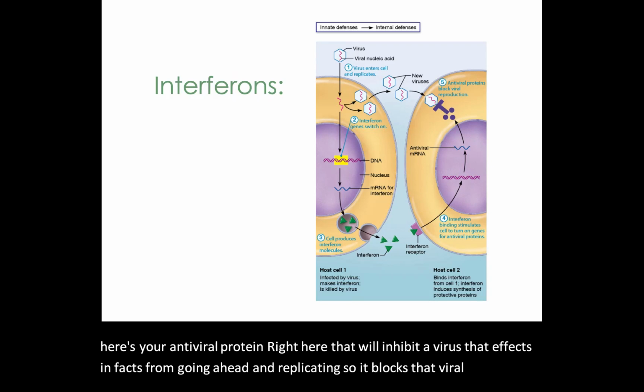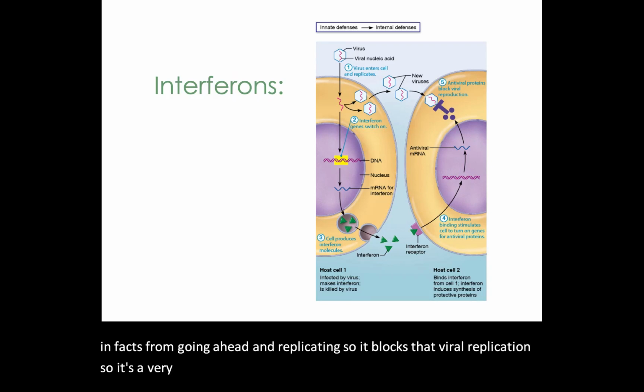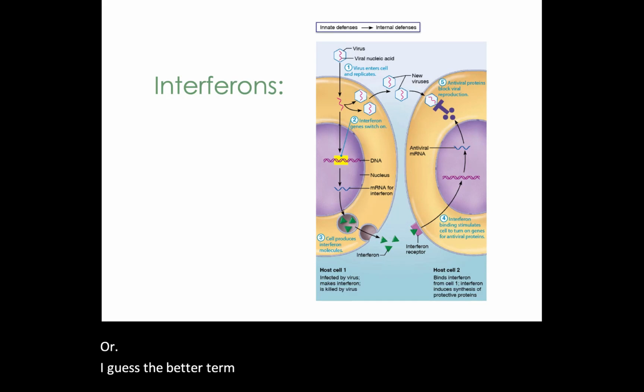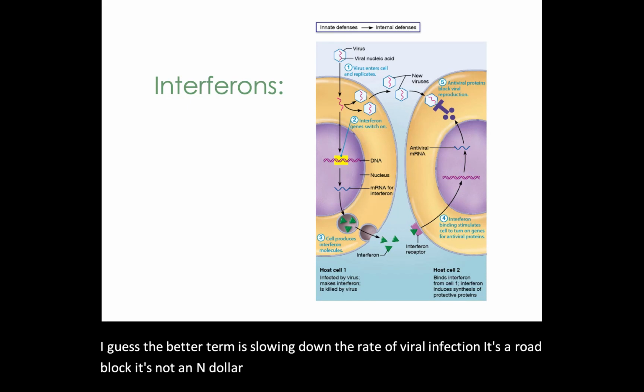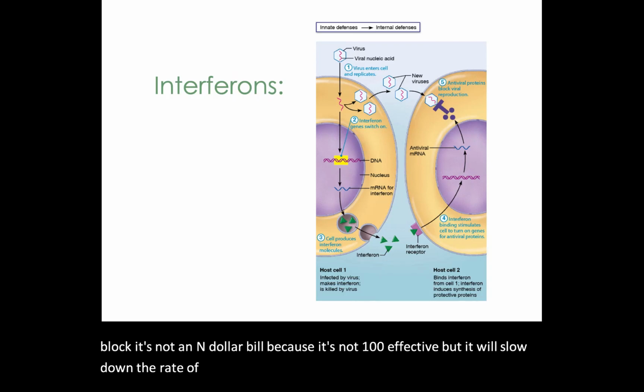So it blocks that viral replication. It's a very cool mechanism that we have for preventing, or I guess the better term is slowing down, the rate of viral infection. It's a roadblock. It's not an end-all or be-all, because it's not 100% effective, but it will slow down the rate of viral replication. And so that buys the adaptive immune system some time to get up to speed, which is what you want.